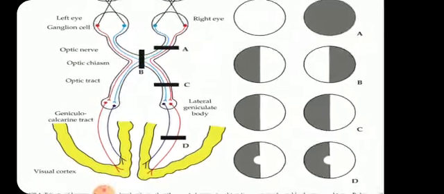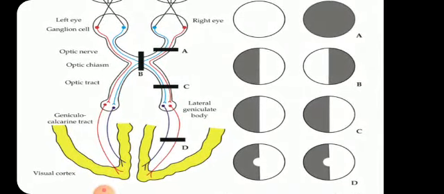Now come to lesion B, where the lesion of the optic chiasma damages the nasal fibers from both the eyes, isn't it? The blue fibers are cut here and produces bitemporal hemianopia. And this condition usually occurs in tumors of the anterior pituitary, in which the enlarged pituitary presses upon the optic chiasma and produces this bitemporal hemianopia, a feature of acromegaly.